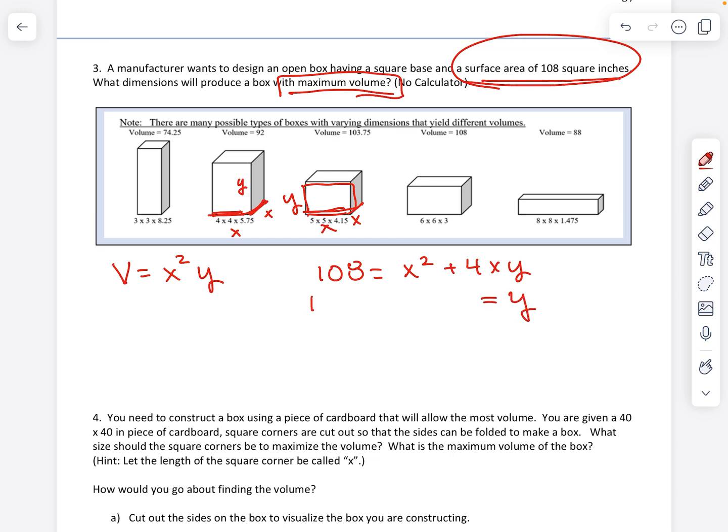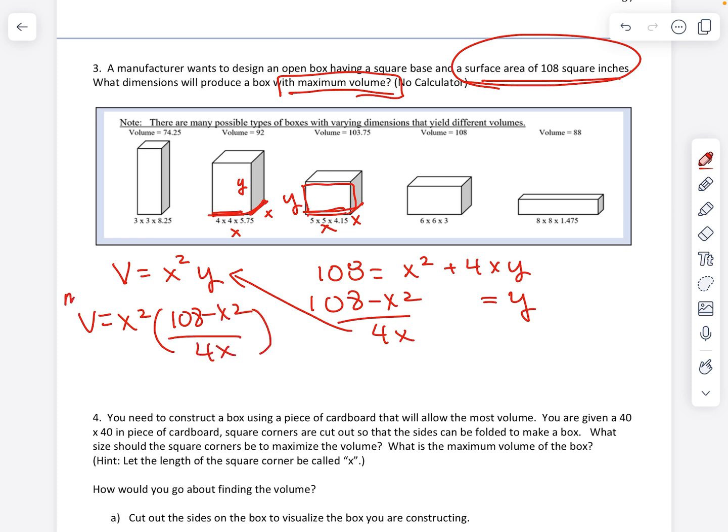Easiest to solve this for y. So I'm going to do 108 minus x squared divided by the 4x. Plug it in here. And now you have the equation in terms of one variable. Whatever you're trying to maximize or minimize, that's what you want to take the derivative of. So again, I'm going to have the calculator take the derivative of v, set it equal to 0, and find your intersection, and you should get x equals 6 is where that happens. And then it does ask for the dimensions, so you want to plug the x back into here to find the matching y.